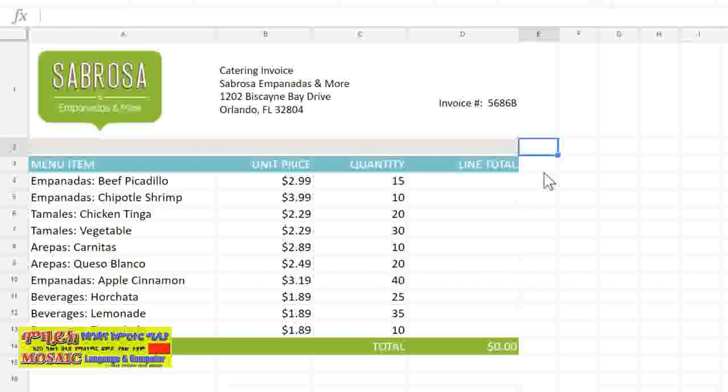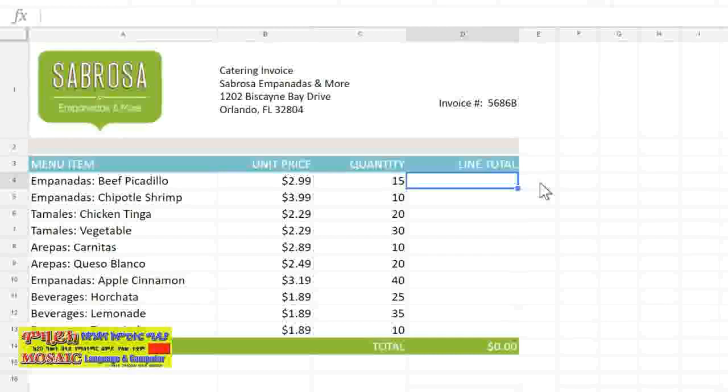In this example, I want to know the amount of money spent on food items, and to do this, I'll need to multiply the values in these cells. I'll just enter my formula here. Start by typing the equals sign, and then the formula will be B4 times C4. When you're done, press Enter on your keyboard.